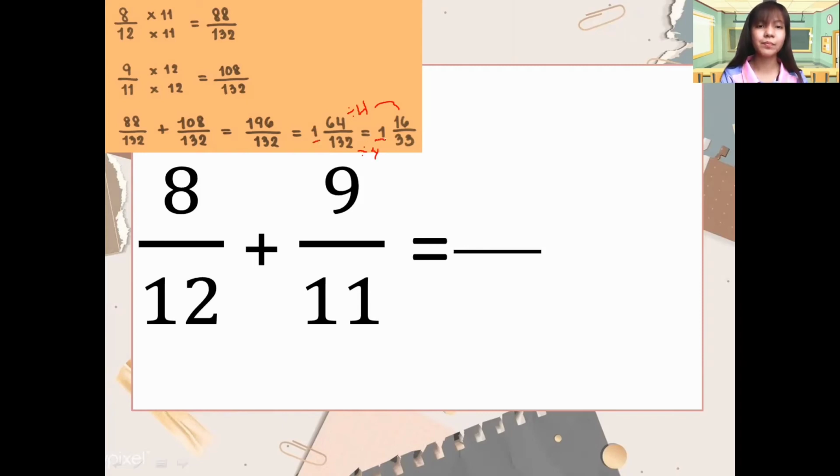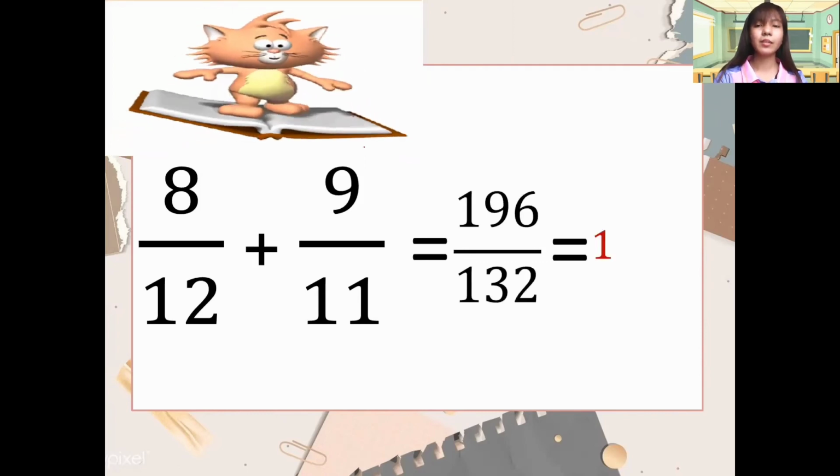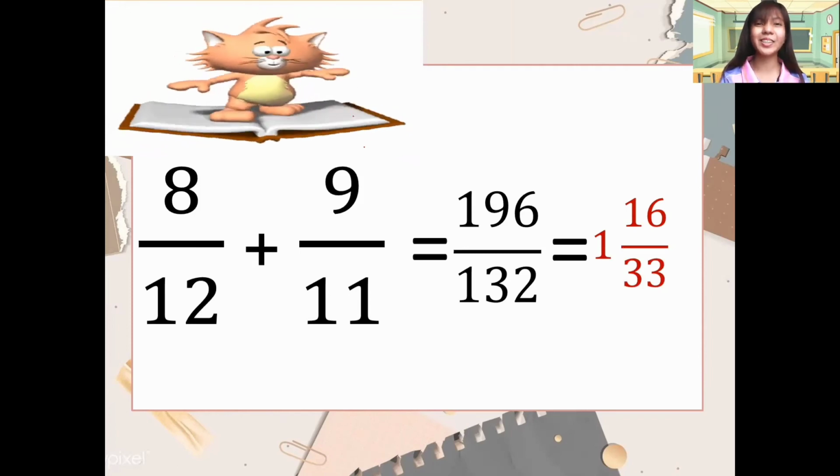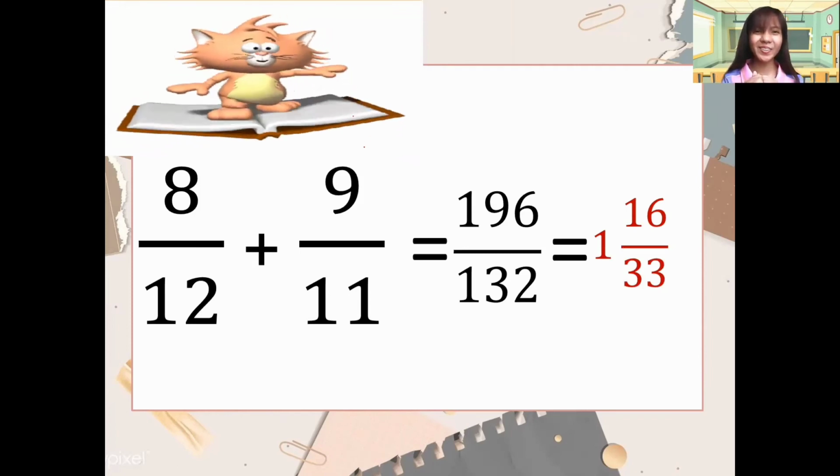Then copy the answer. So this is the final answer. You really have to simplify your answer to its simplest form. Alright? Because this is not yet the final answer. Make it simple, guys. So our answer now here is 1 and 16 over 33. Okay? Do you understand? Of course you do.